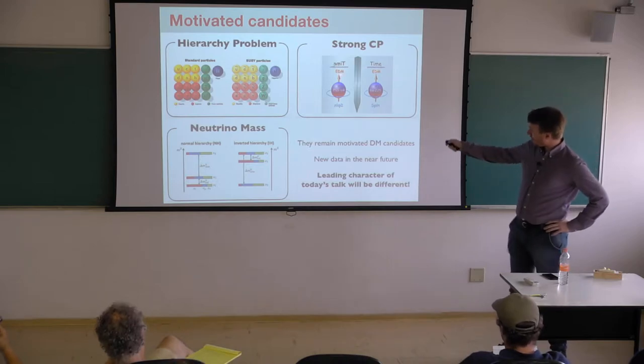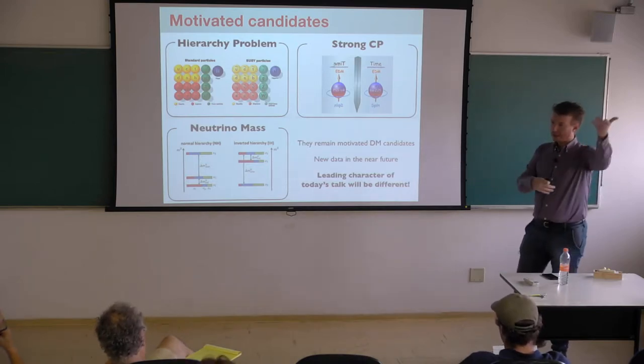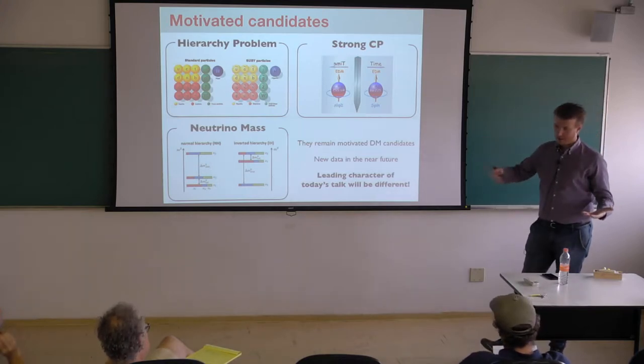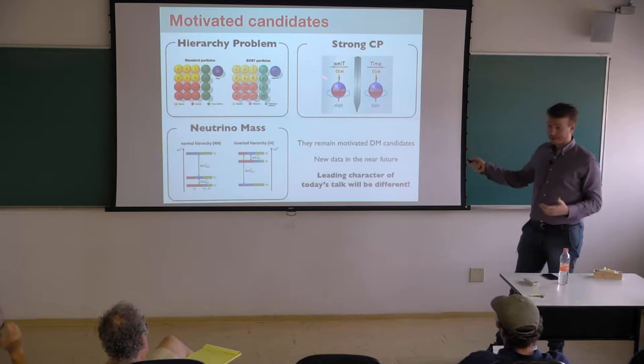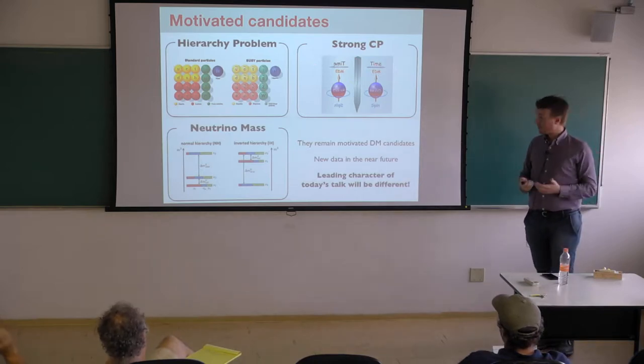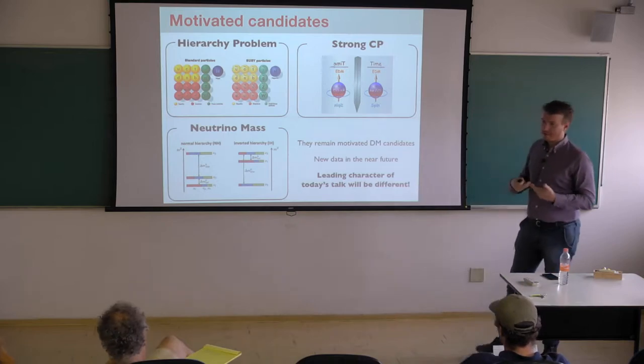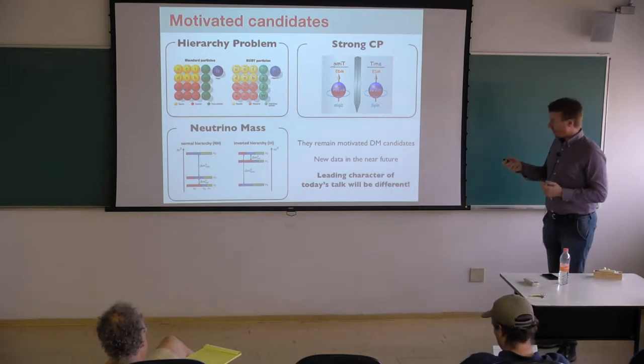There are new data in the near future along the three directions. You see the direct detection, they will go down to the neutrino floor, plus indirect detection, plus collider. In the axion case, as we just discussed, there will be lots of experiments. For the sterile neutrino also, there will be new X-ray satellites. So there will be lots of data.